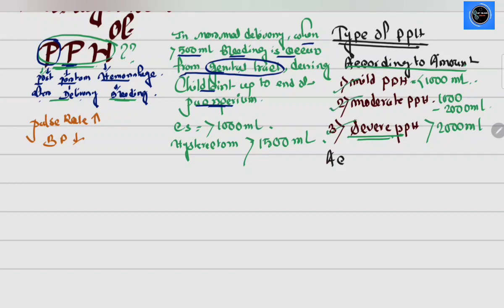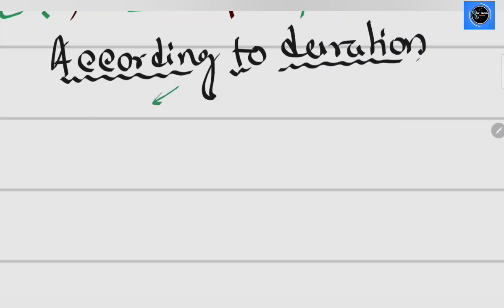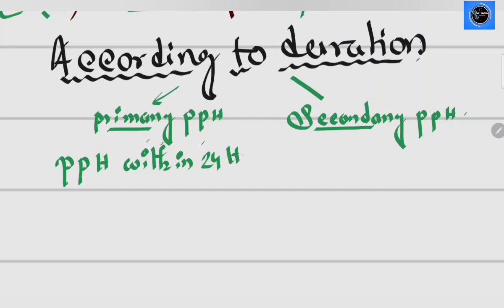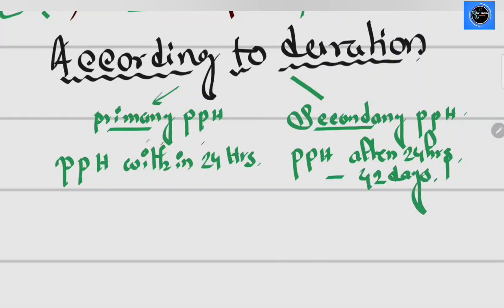But according to duration, PPH has two types. First, primary PPH. Second, secondary PPH. What is primary PPH? When PPH occurs within 24 hours after delivery. And what is secondary PPH? When PPH occurs after 24 hours, up to 42 days.